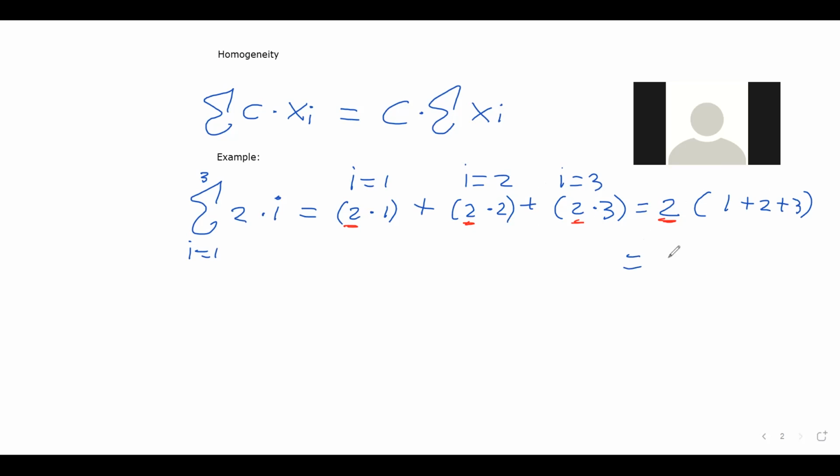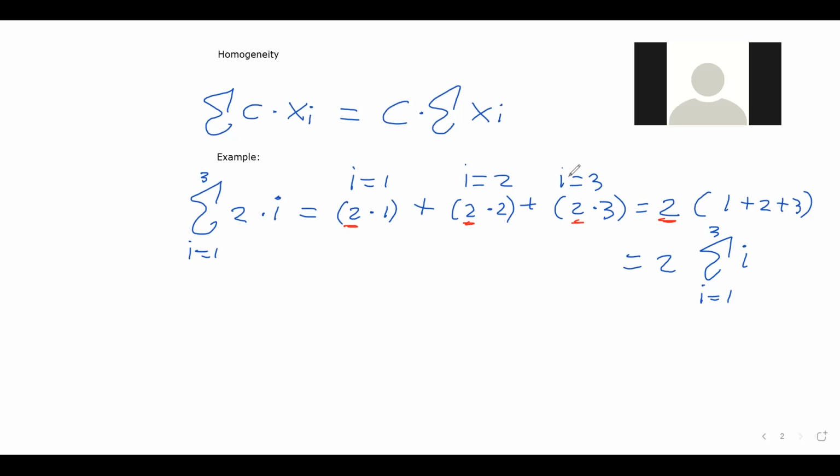And what you're seeing here is just the 2 times the summation of i is 1 all the way up to 3. So that's what the homogeneity tells you. If you have a constant like this, you can basically just put it in front of the summation. Is this one clear for you guys? And it sometimes helps you to simplify summations. So that's called homogeneity. Did you guys write it down?